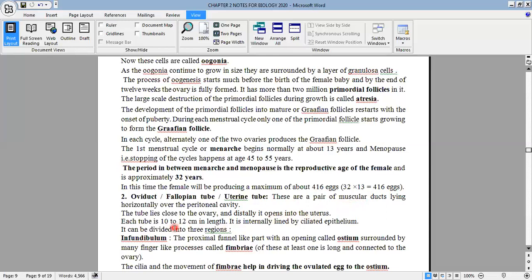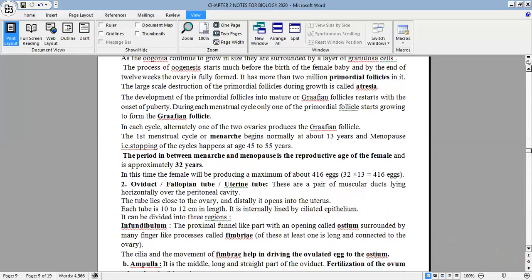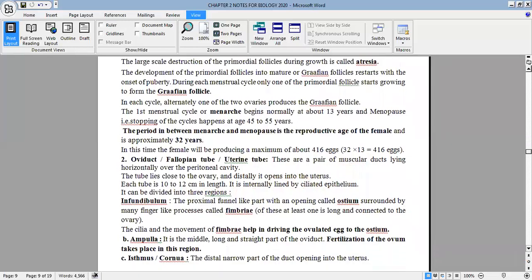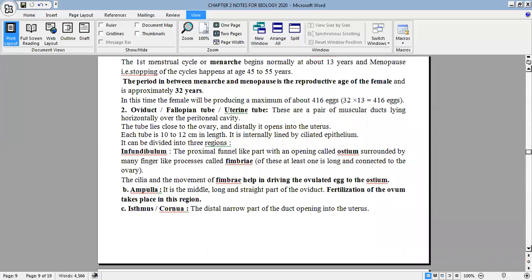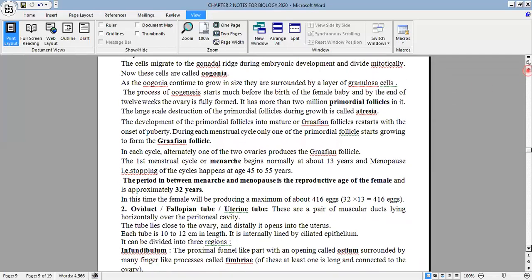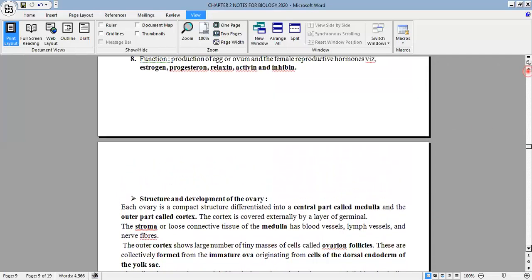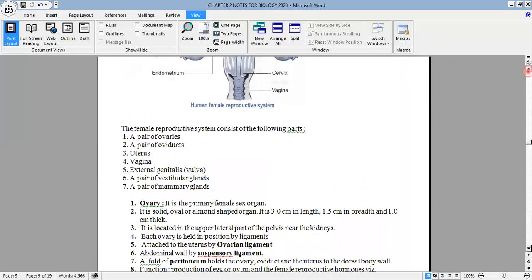These tubes are nearly 10 to 12 centimeters in length and internally lined by ciliated epithelium. That's a very important point, that fallopian tubes are internally lined by ciliated epithelium. The fallopian tube has been divided into three regions. The first funnel-shaped region is called infundibulum. Now here you can see in the diagram that the funnel-shaped part of the fallopian tube is known as infundibulum.